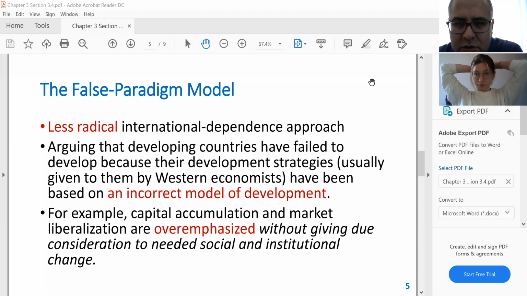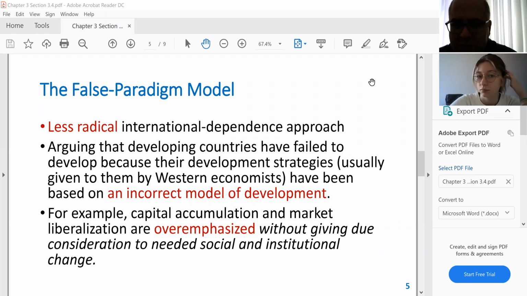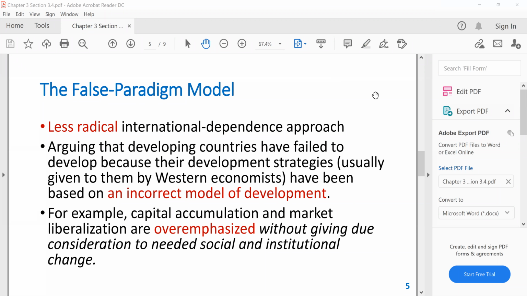Okay, welcome back. So we continue with the false paradigm model. Now, within the other approaches in international dependence theories, this is less radical than the neocolonial dependence theory. Here we have the notion that countries remain underdeveloped or poor because their development policies or development strategies depend on a false paradigm, the incorrect model.